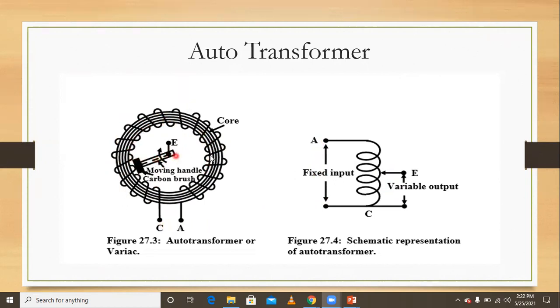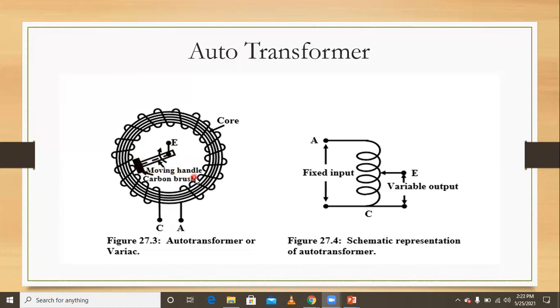the output voltage E is variable. Understood? The output voltage is variable by changing the positions of the tapping. A and C are the input voltage, which is called the fixed voltage, for example 230 volts. This is the input voltage of the transformer, 230 volts. So how do we decrease the output voltage levels? By changing the tapping positions here.